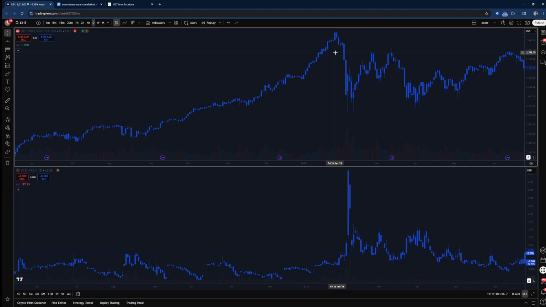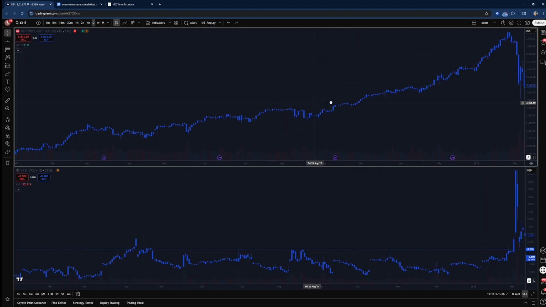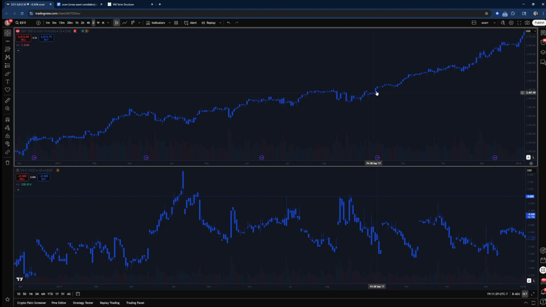XIV blew up. So VIX, this was really more VIX related, but it did impact the market. You're at 2,800, went down to 2,500. That's amazing. Look how non-volatile this was. This is like the most boring thing I've ever seen. I would die if I had to show up every day like this.